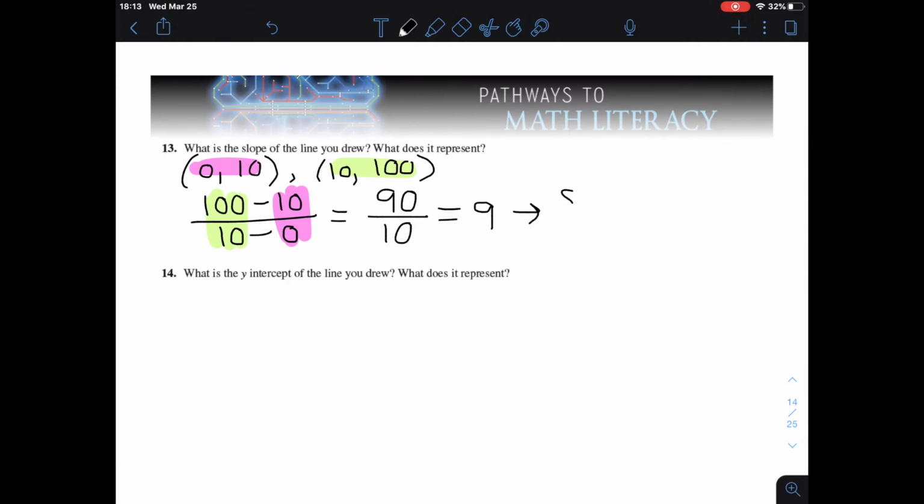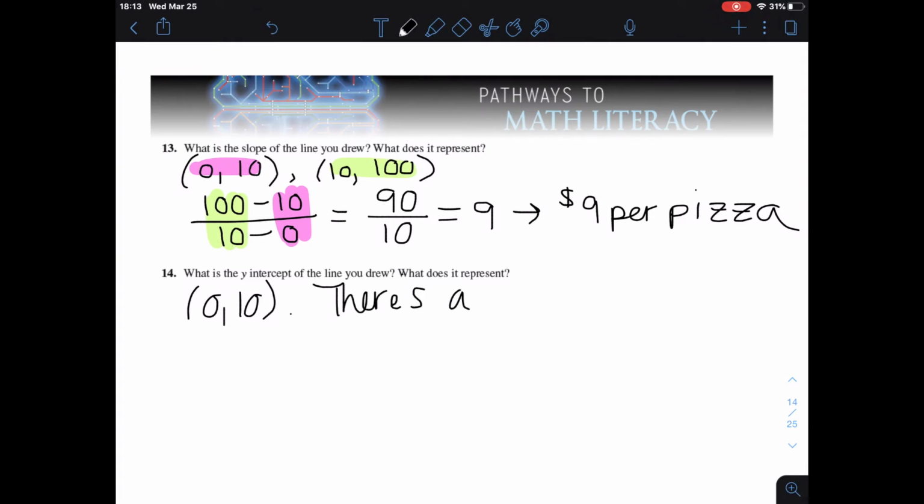So the slope still tells us the same information. It's that rate, it's $9 per pizza. But our y-intercept is no longer 0, 0. The y-intercept is 0, 10. So this tells us there's the $10 charge before adding on any pizzas.